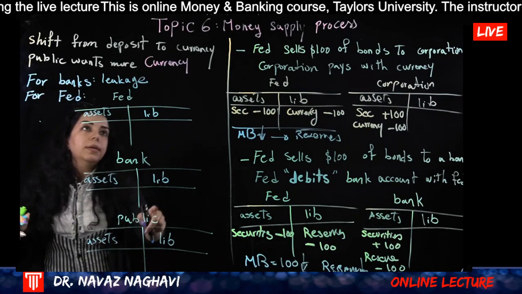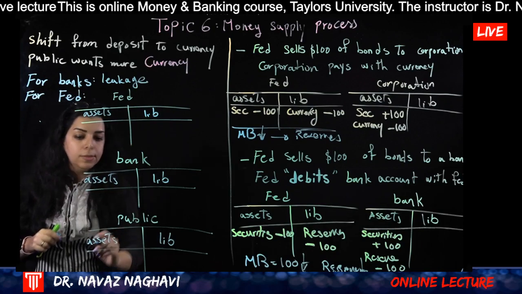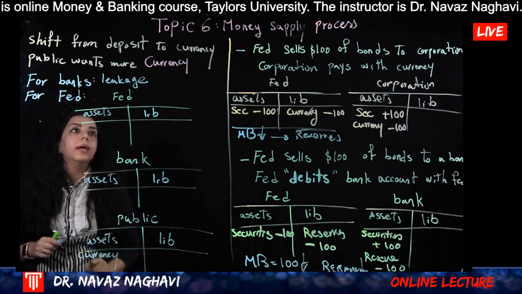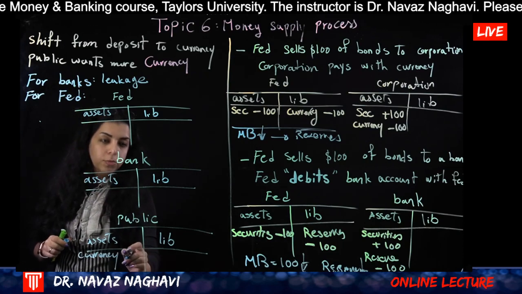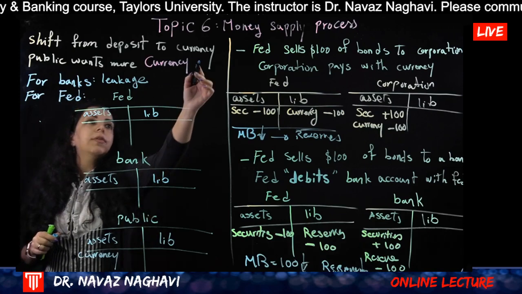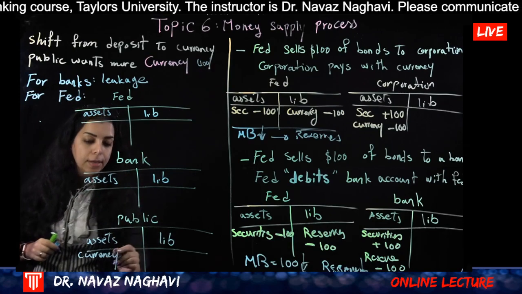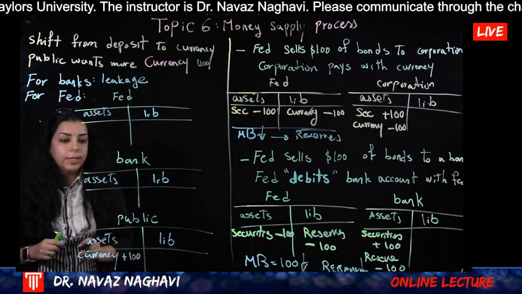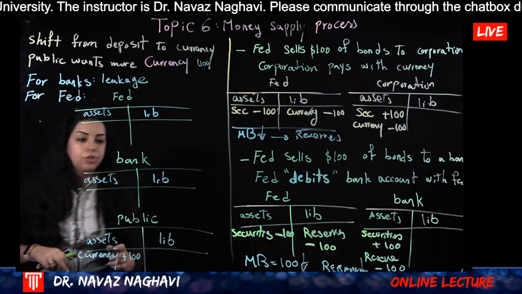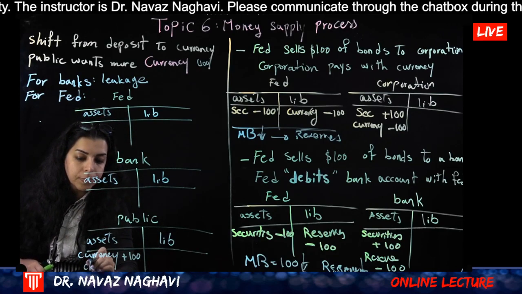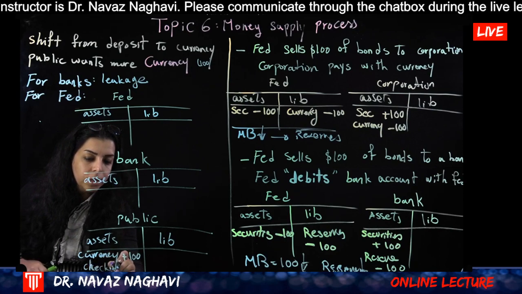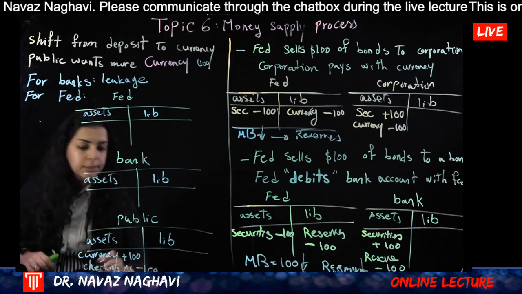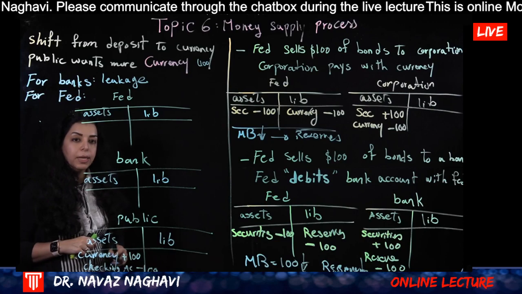Okay, for the public, it means that they want more currency. So the currency here is increasing. For example, it can be any amount. Again, I assume that this amount of currency is equal to 100. So the currency is increasing by 100 units. And what has decreased? The checking account. The checking account has decreased by 100 units. So this is the asset side of the public.